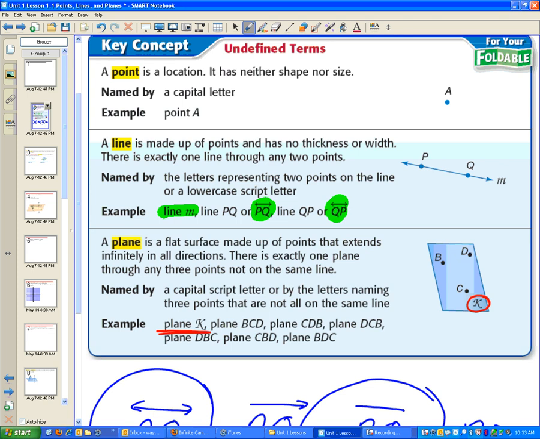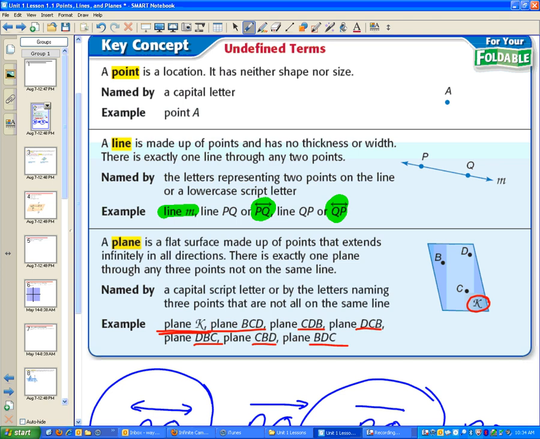Alternatively, you can name a plane after any 3 points that are not on the same line. So points B, C, and D are not on the same line, so we can call it plane BCD. And it doesn't matter what order you put B, C, and D in. CDB is okay, DCB, DBC, CBD, doesn't matter. Just pick 3 points that are not in the same line and name the plane that. So, best way is plane K. That's the easiest, right? But any 3 points not in the same line also work.